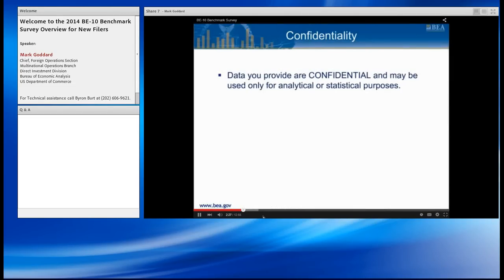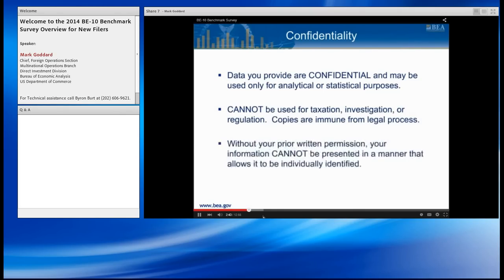The data you provide are confidential and may be used only for analytical or statistical purposes. Your reported information cannot be used for purposes of taxation, investigation, or regulation, and copies retained in your files are immune from legal process. Without your prior written permission, the information filed in your report cannot be presented in a manner that allows it to be individually identified.